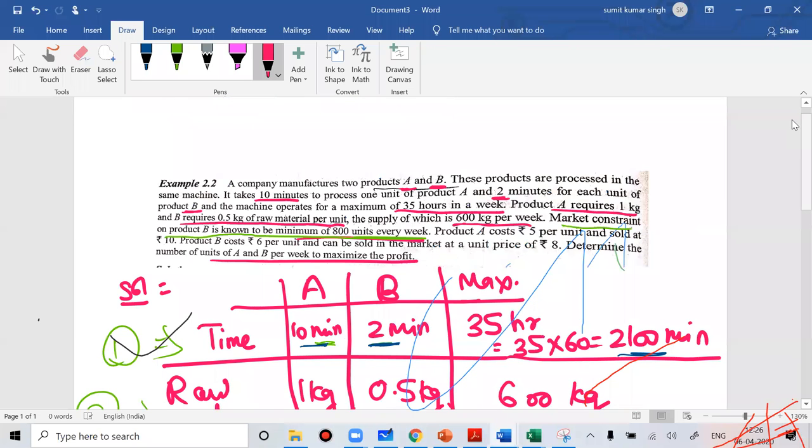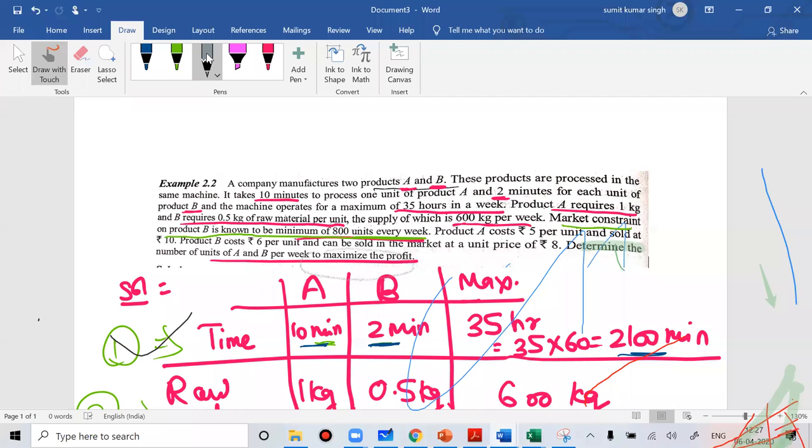So for this problem, a company manufactures two products, A and B. These products are processed on the same machine. It takes 10 minutes to process one unit of product A and 2 minutes for each unit of product B, and the machine operates for a maximum of 34 hours in a week. Product A requires 1 kg and product B requires 0.5 kg of raw material, and the supply is 600 kg per week. The market constraint on product B is a minimum of 800 units per week. Product A costs 5 rupees and is sold at 10 rupees. Product B costs 6 rupees and is sold at 8 rupees. Determine the number of units they can manufacture to maximize the profit.